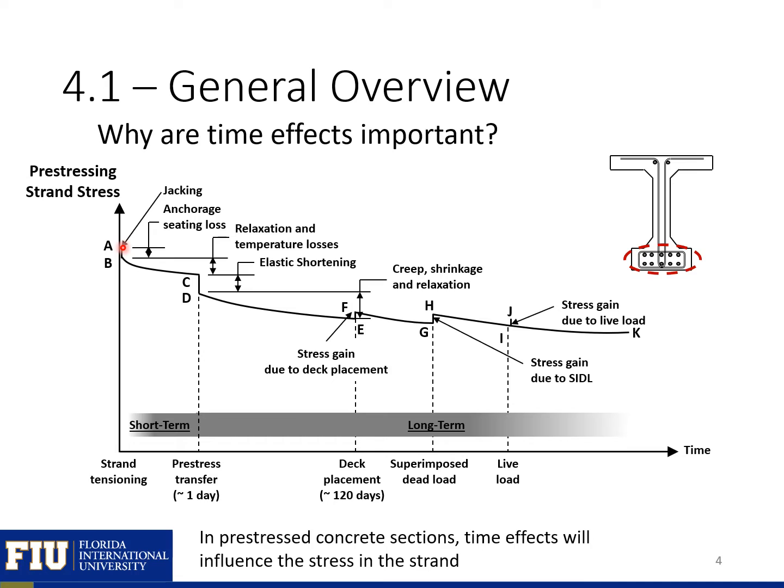So what happens is over time, this strand stress will become less effective because of concrete time effects. So we'll have some initial loss in our pre-stressing due to anchorage seating losses and relaxation and temperature losses. Then when we transfer the strand stress into our beam, we'll have an initial elastic shortening loss. And then over time, our creep, shrinkage, and relaxation of our strands will cause an additional loss. So the creep, shrinkage, and relaxation, primarily the creep and shrinkage of concrete is what we're going to focus on in this section.